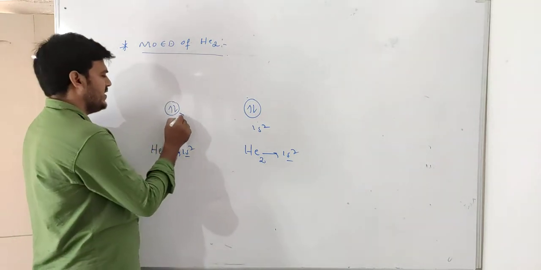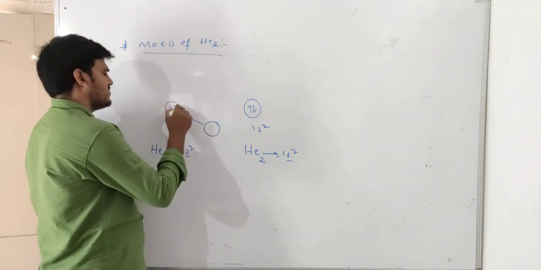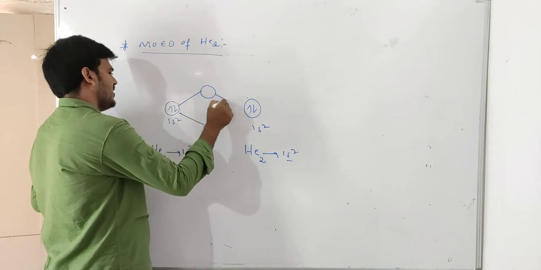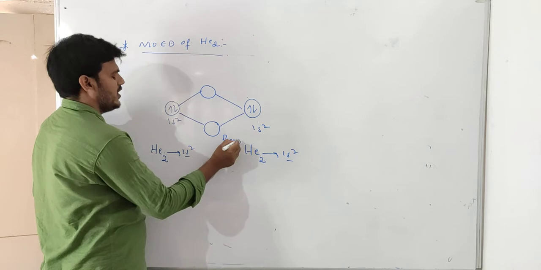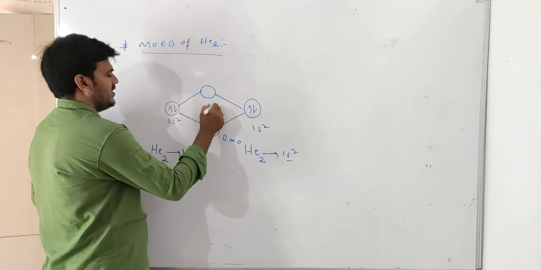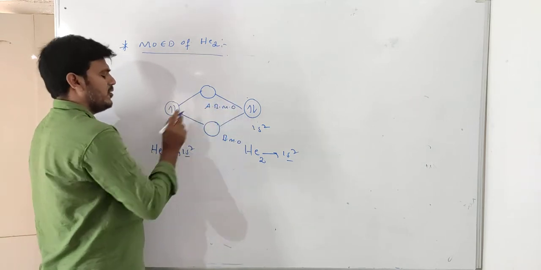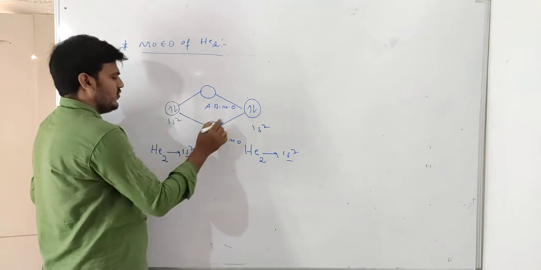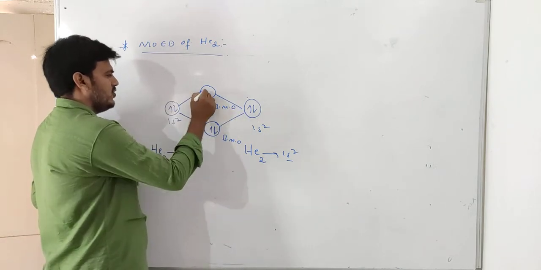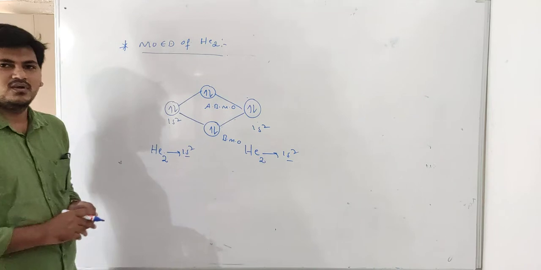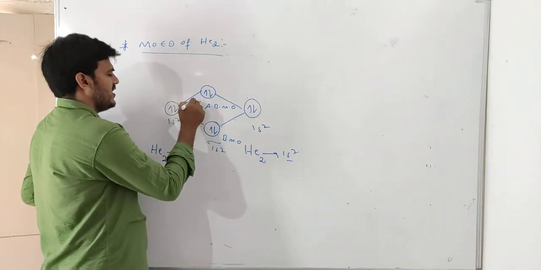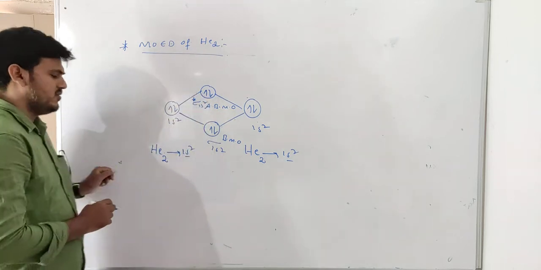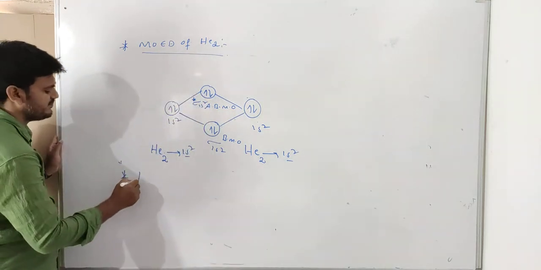Atomic orbitals combine to form molecular orbitals. First molecular orbital, second molecular orbital. The first one is the bonding molecular orbital, and the second one is the anti-bonding molecular orbital. Clear? 2 plus 2, 4 electrons. So the first one is sigma 1s2, sigma star 1s2. Clear?